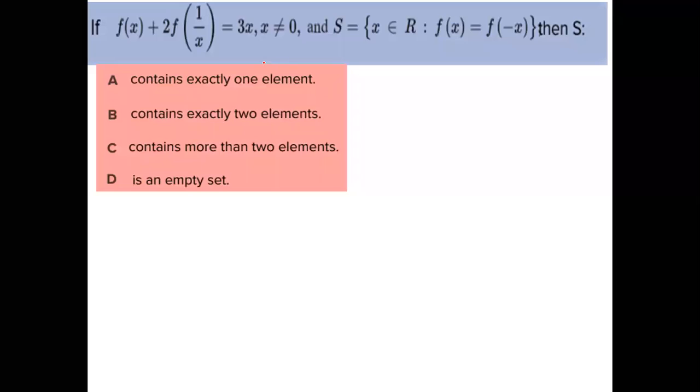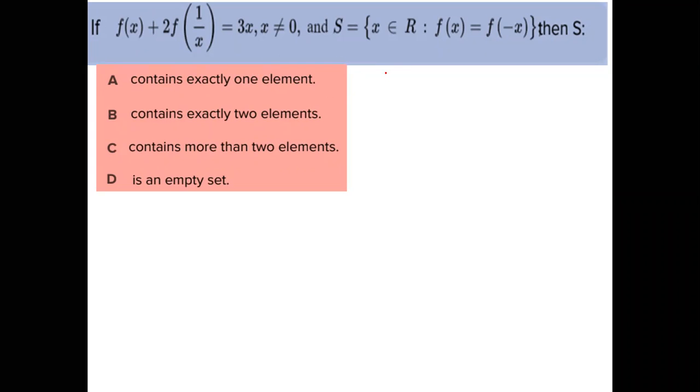Okay. So the first question was: if f of x plus 2f of 1 by x is equal to 3x, and x is not equal to 0, and S is equal to the set of all x belonging to R, f of x is equal to f of minus x. Then you have to find how many elements set S contains. Now what kind of elements are present in set S? Of those kind where it satisfies the condition f of x is equal to f of minus x.